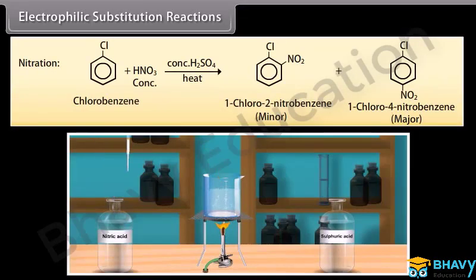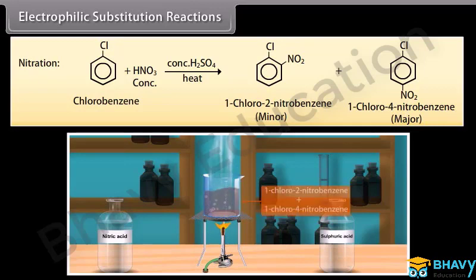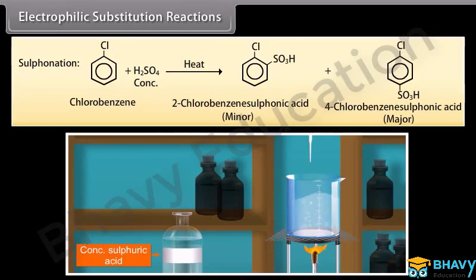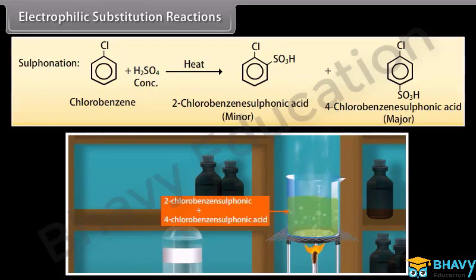Nitration. When chlorobenzene is mixed with nitric acid and concentrated sulfuric acid is added, it reacts to give 1-chloro-2-nitrobenzene, which is a minor product, and 1-chloro-4-nitrobenzene, which is a major product. Sulfonation. When chlorobenzene is mixed with concentrated sulfuric acid, it reacts to give 2-chlorobenzene sulfonic acid, which is a minor product, and 4-chlorobenzene sulfonic acid, which is a major product.